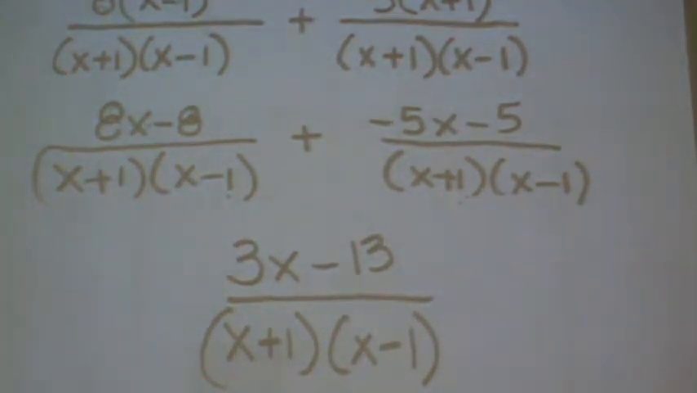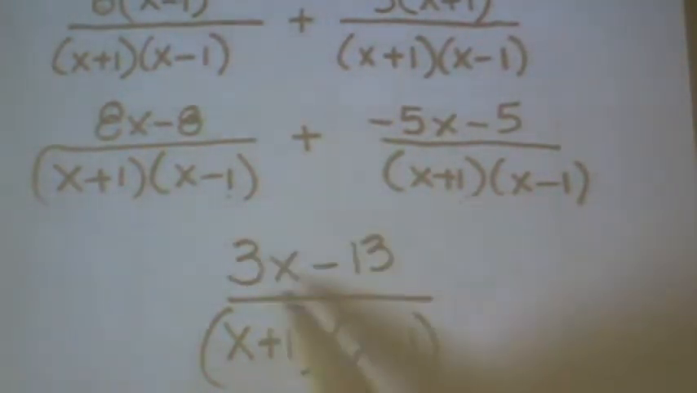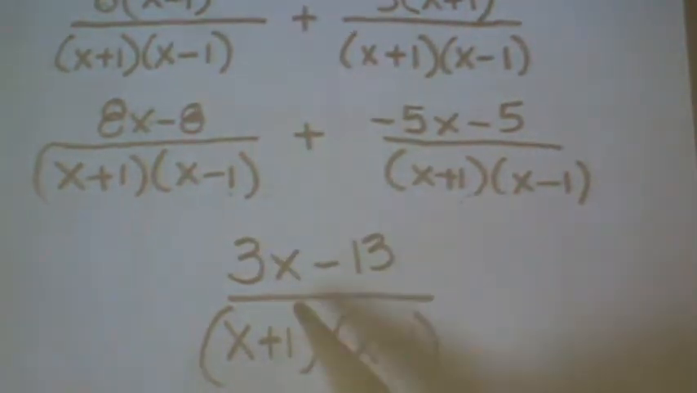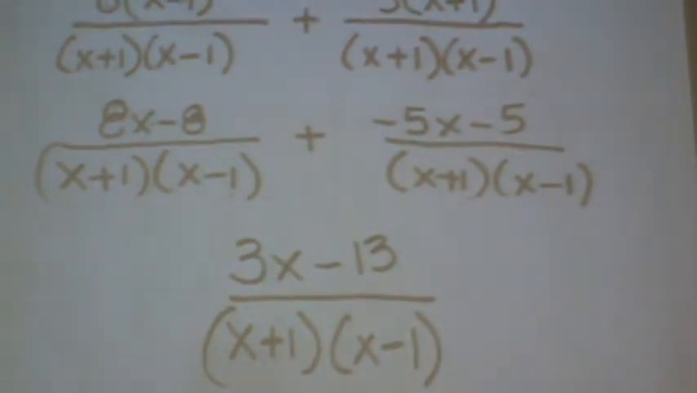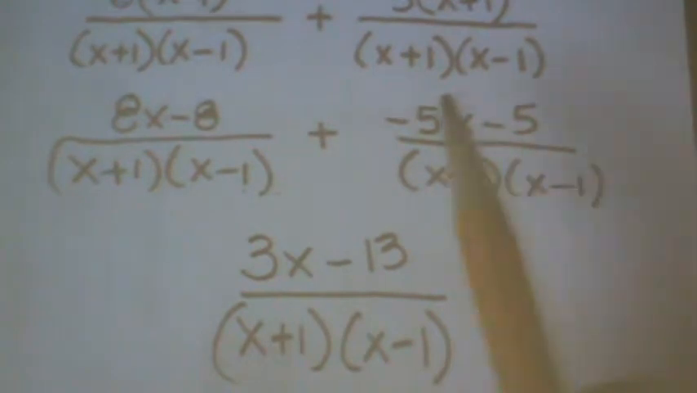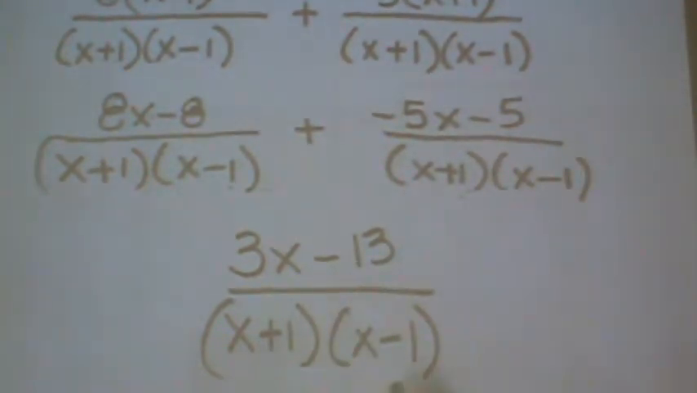And check to see if you can factor. If this was factorable, sometimes it is, maybe you could factor something out and maybe cancel, but this you can't. There's no common factors between 3 and 13. This is prime. So it's done. This is your final answer for that one. There's nothing you can do.